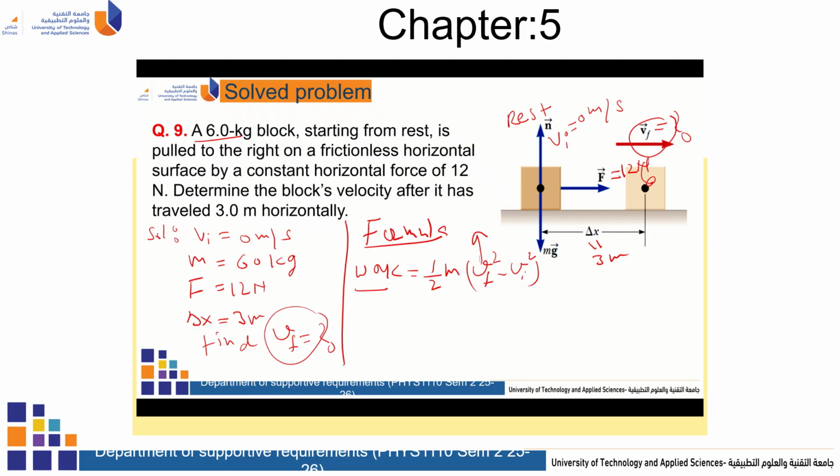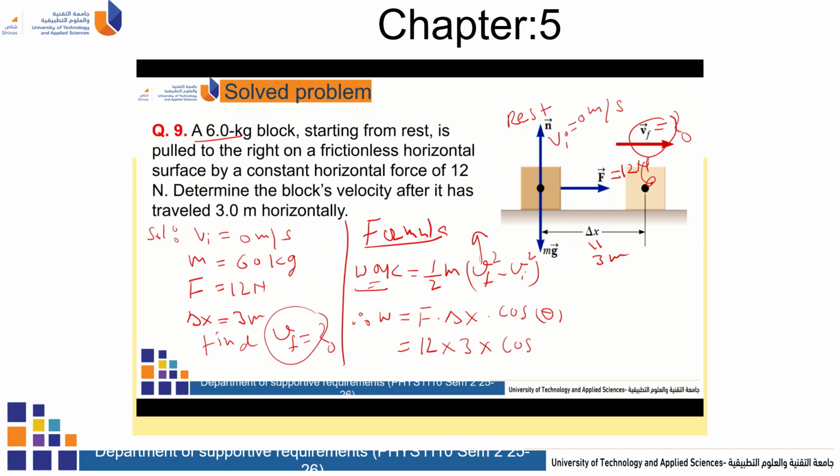So I will use my old formula for the work. The rule for the work is the force multiplied by the displacement multiplied by the cosine theta. By using this rule I can find the value of the work. Let us put all the values: the force is 12, the displacement is 3 meter, and the cosine theta is 0.